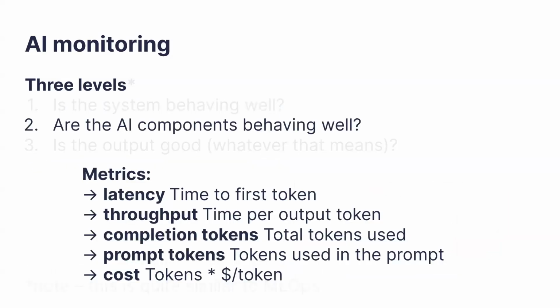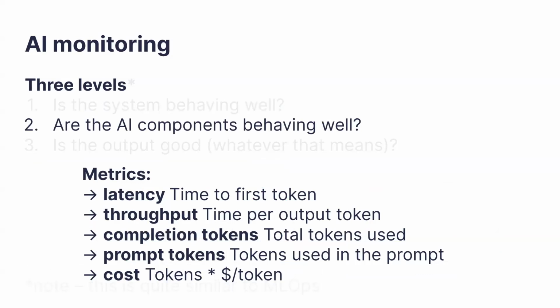So are the AI components behaving well? This is really taking the space of the things you care about specifically for Gen AI applications and projecting it onto the previous question, is the system behaving well? This is really just, what metrics do you care about and which ones do you want to log, right?